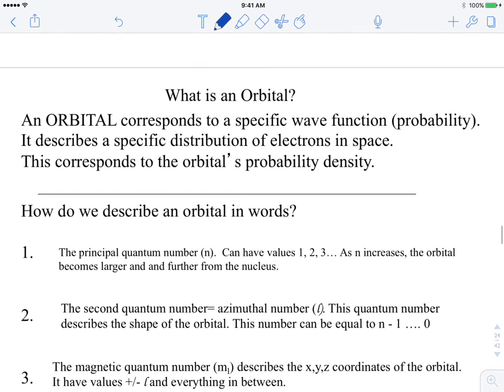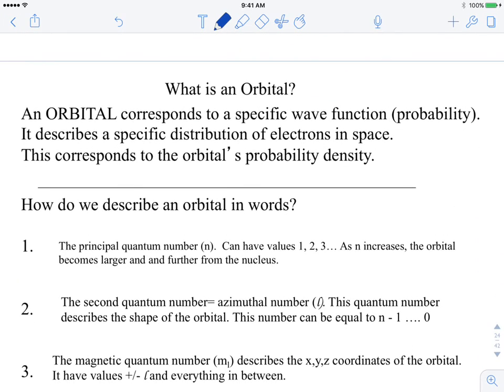So what is an orbital? It just corresponds to the specific wave function that can be solved for using the complicated math equations. Now, you will not be asked to solve these wave functions. This is something that you would do if you were a chemistry major in college and you were taking a year-long course called quantum mechanics or physical chemistry. You would do a lot of this stuff in there. But for us, we just want to know the concept of what an orbital is.